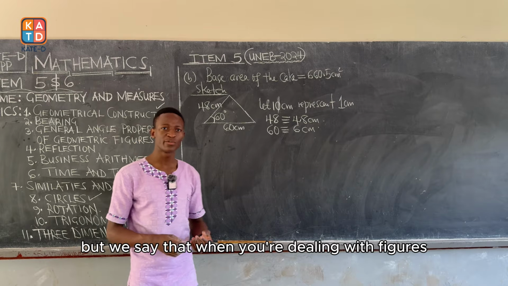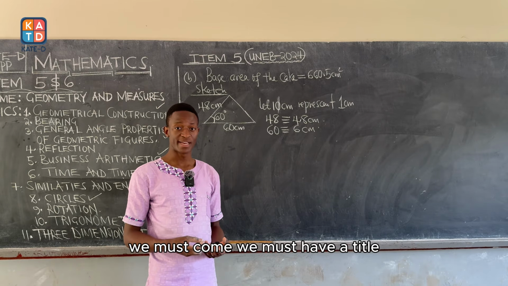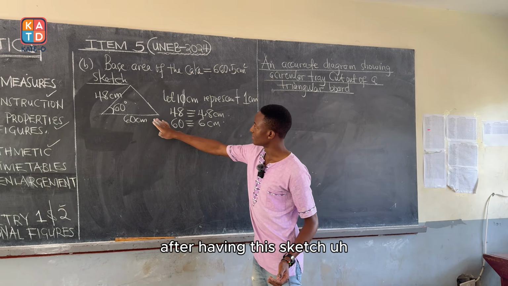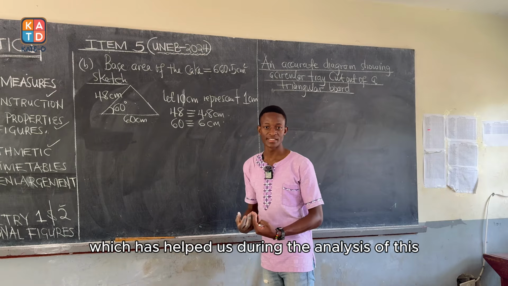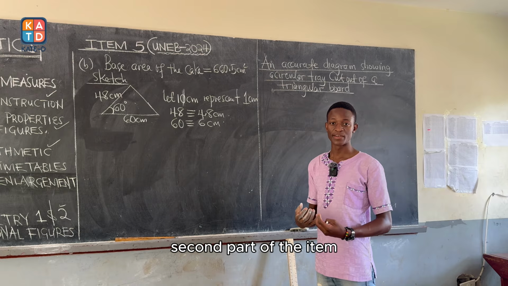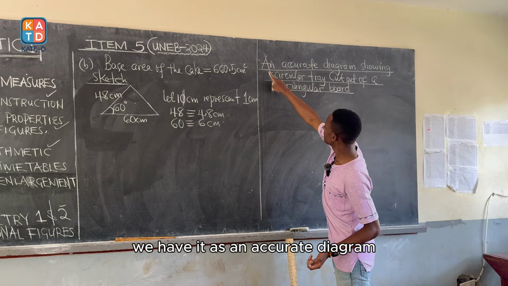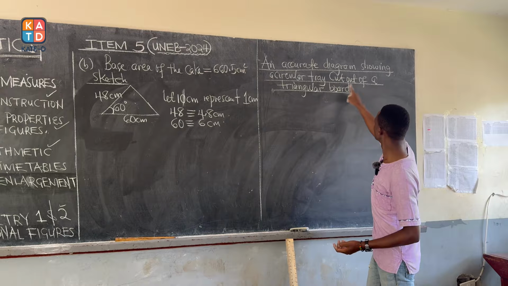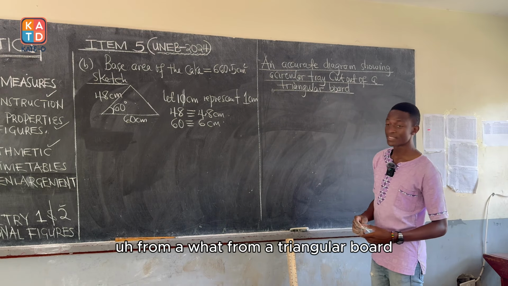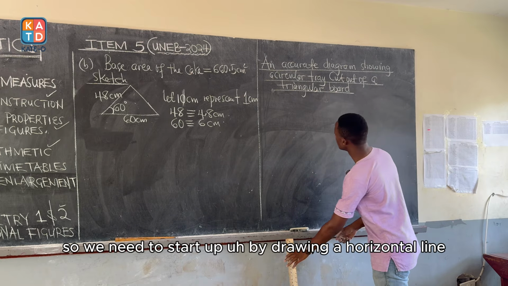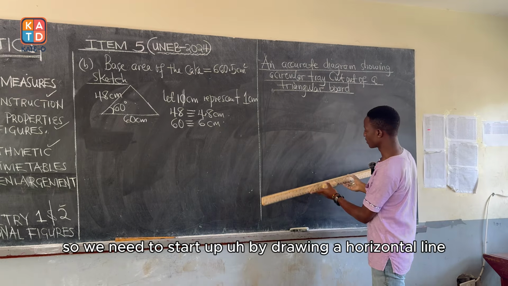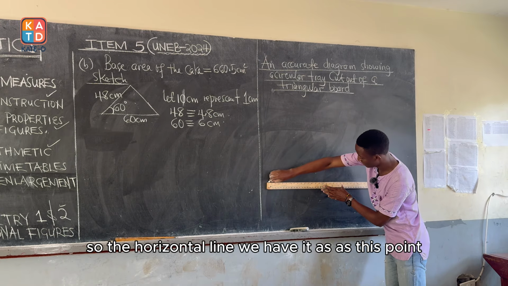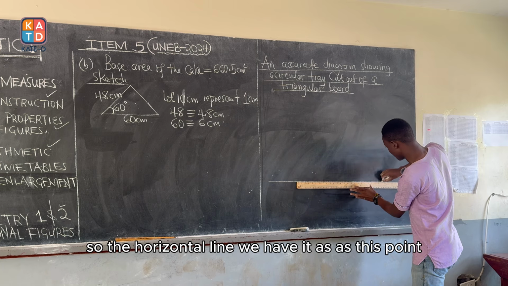But we say that when we are dealing with figures, we must have a title. So the title for this part, after having this sketch, which has helped us during the analysis of this second part of the item, is: an accurate diagram showing a circular tray cut out from a triangular board. So we need to start by drawing a horizontal line while constructing this. So the horizontal line, we have it as this point.